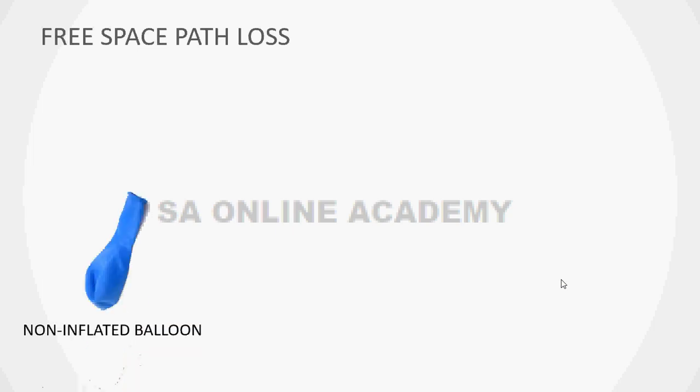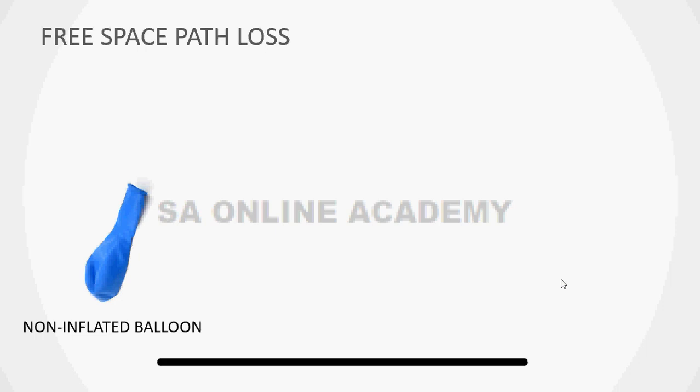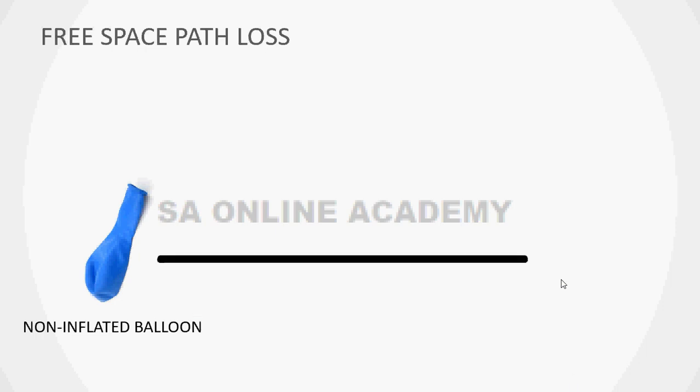Take an example. There is a non-inflated balloon. This balloon has thick walls, or you could say more power. You can't pierce this balloon directly. But if the balloon gets inflated, it gets stretched and spread, the same way waves get spread when they move away from the antenna. Once it gets spread, its thickness reduces. In the same way, the power of waves reduces. So free space path loss is equivalent to this analogy.